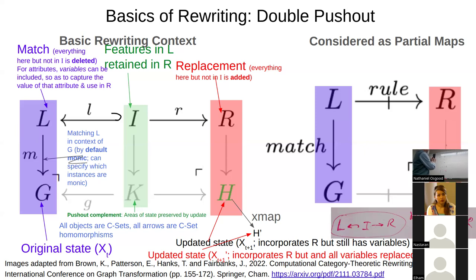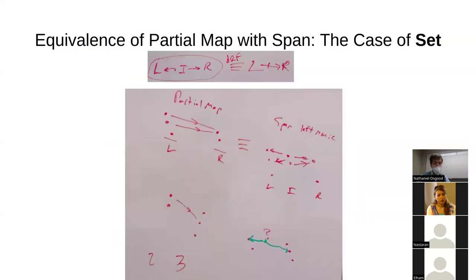And that's why Chris Brown says you can think of this as specifying a partial map like this, where I are the things that are mapped from L to R. Do you see that? Yeah, makes sense. And K are the things mapped from G to this. Do you get that? Yes. This is the pushout complement. It's a subset of G that's actually mapped to H. There are some things in G that are not mapped to H because they were dumped. They were mapped by R, L, but they weren't copied over. Are we good with that? Yeah. So if you get that, you're way ahead.